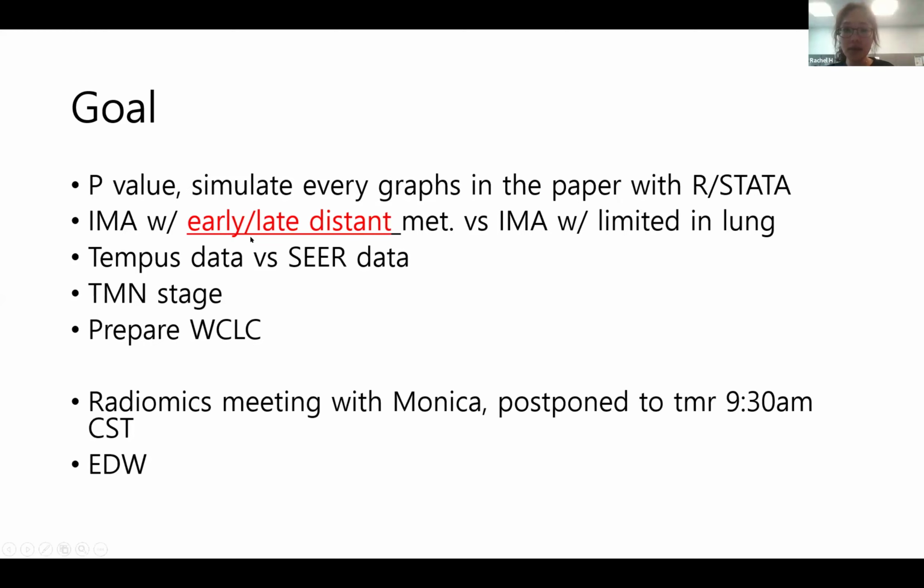And the next one is, you also mentioned about the IMA with only distant metastases versus IMA with limited lung, but I don't think I can put the variable of whether only distant or limited, but I will try. And the next one is I also will compare Tempest data and SEER data, as you mentioned, and I will put TNM stage and compare the survival rate and prepare to submit an abstract.